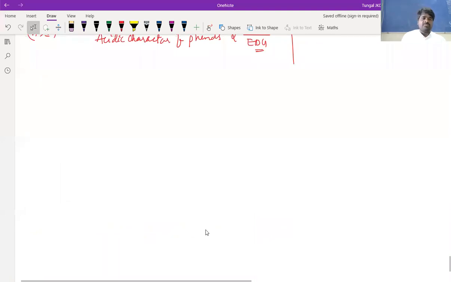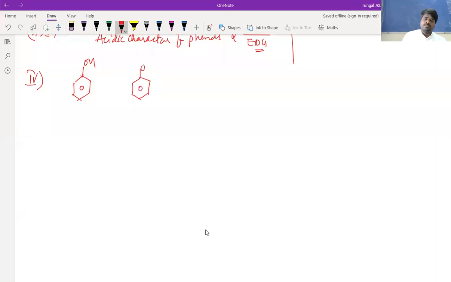If I give one more example, this is the same thing. What you have to do, beta? The same thing you have to do. What do you have to do in this case?